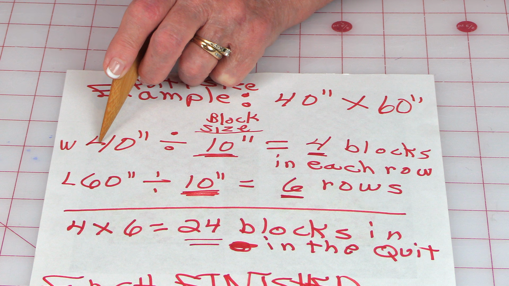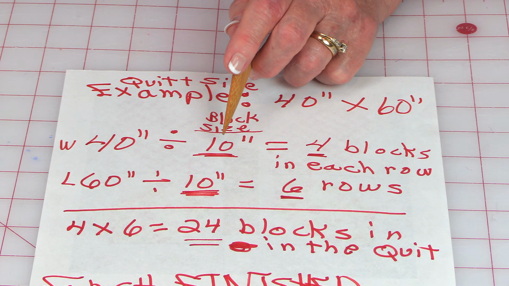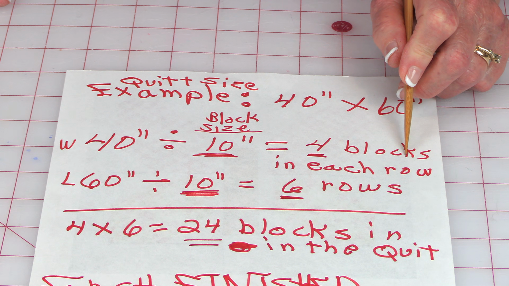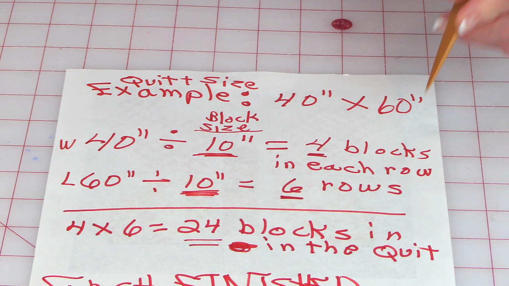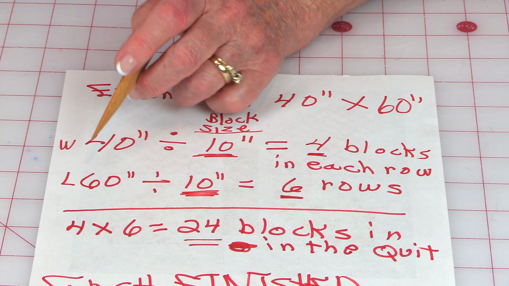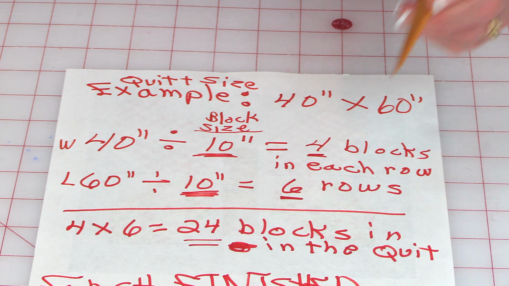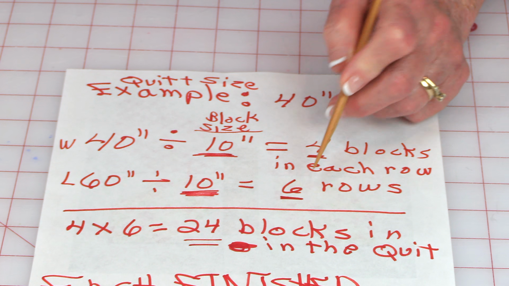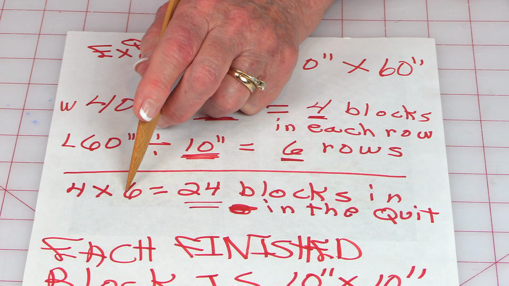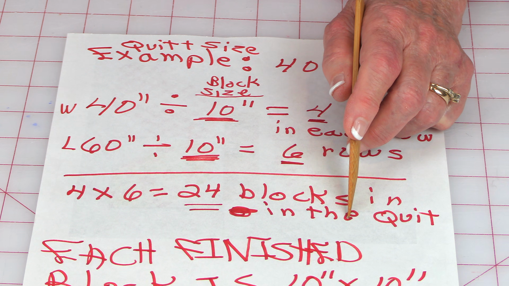To determine how many are in a row, I'm going to take that 40 inches and divide it by 10. So in each row, there's going to be 4 blocks. Now for the length, you need to know how many rows you want to put in. So here's 60 inches long, divided by 10, and that's 6 rows. So down here, you take the 4 blocks times the 6 rows. You need to make 24 blocks for your quilt.